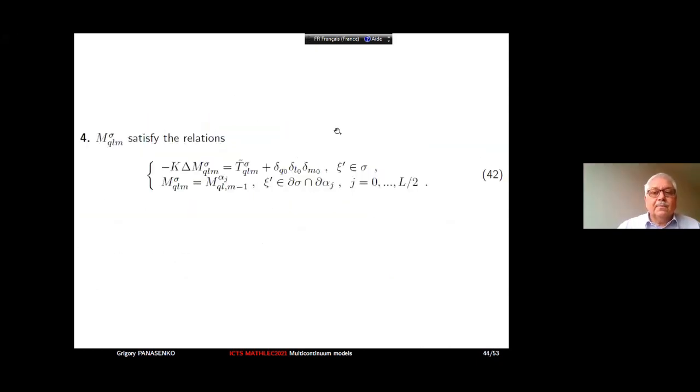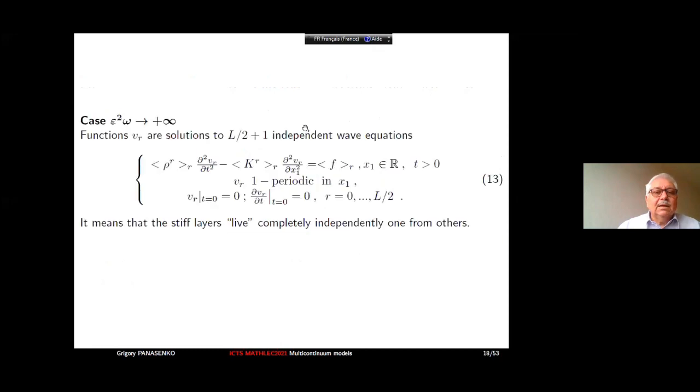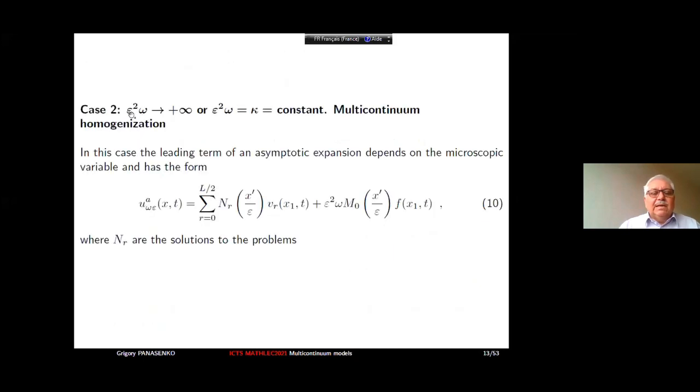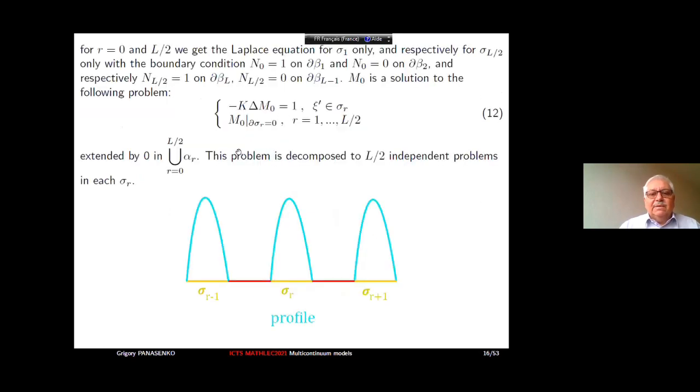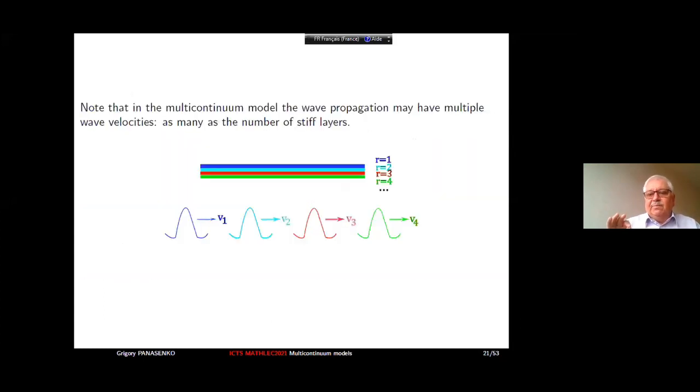In fact, if epsilon square omega goes to 0, then we have only one equation, so the beam is not multi-continuum, it is monocontinuum, and we have the standard one-dimensional wave equation. And if epsilon square omega goes to infinity, we obtain in the limit the situation when we have as many beams coexisting at every point as we have stiff and heavy layers.